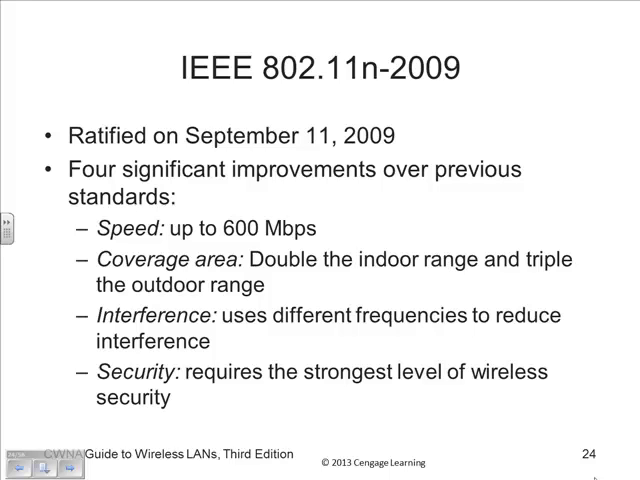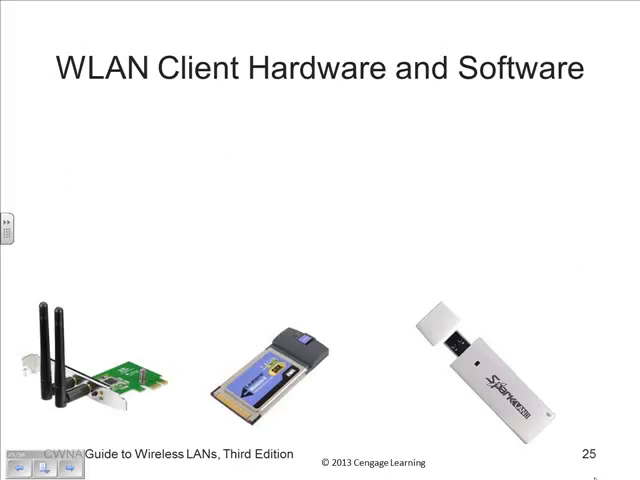Speeds up to 600, I think we've already talked about that. Double the indoor range and triple the outdoor range in these things. It uses different frequencies to reduce interference. It's called frequency diversity. What it'll actually do is, if it gets multiple signals, it will pick the strongest signal and then answer on that particular frequency and path.